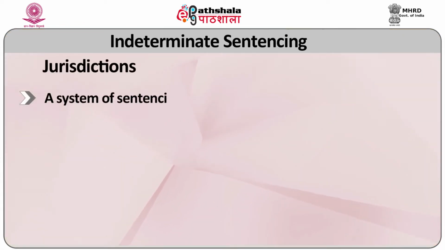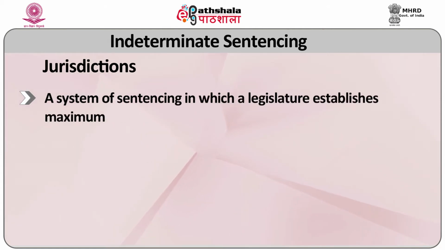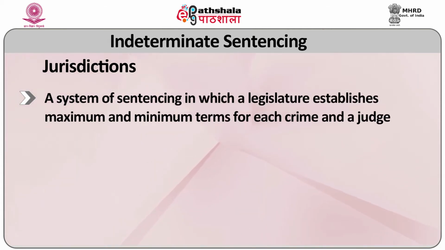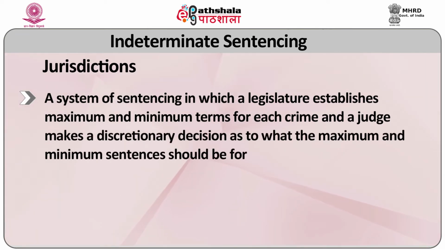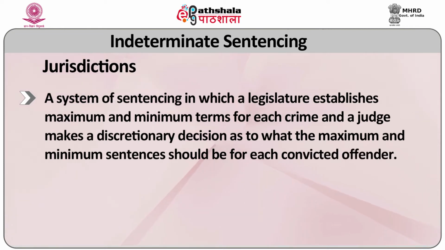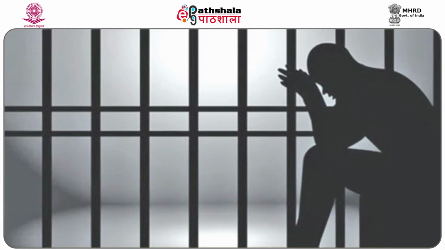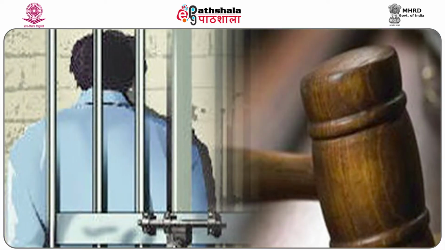Indeterminate sentencing is a system of sentencing in which a legislature establishes maximum and minimum terms for each crime, and a judge makes a discretionary decision as to what the maximum and minimum sentences should be for each convicted offender. For many decades, the most frequently used form of sentencing was indeterminate sentencing. It involves setting explicit upper and lower limits on the amount of time to be served by the offender, with one's early release date determined by a parole board.